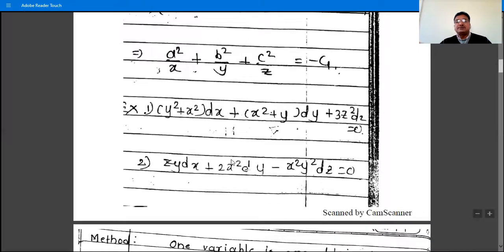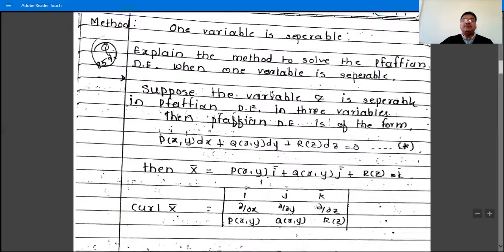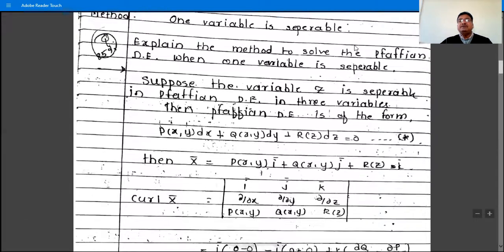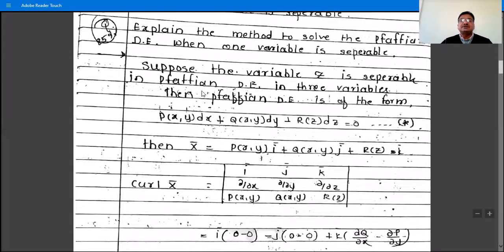These two problems are for assignment. The next type is one variable separable. So I will explain the method to solve the Pfaffian differential equation when it is one variable separable. The differential equation is one variable separable, so we have to discuss the general method.